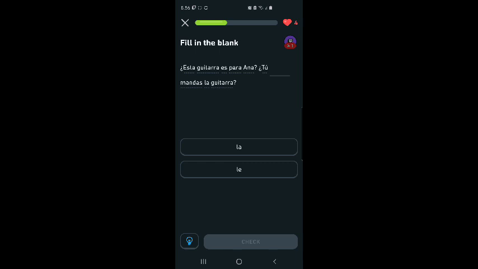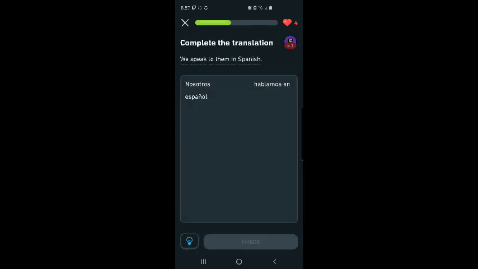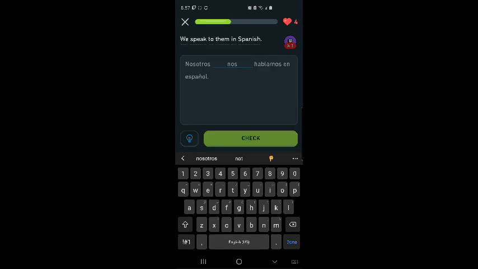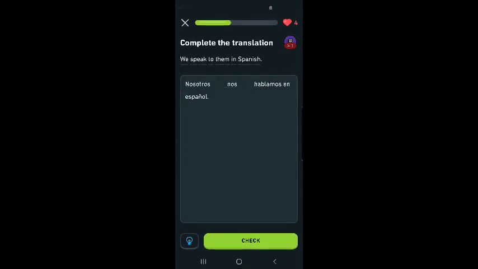Esta guitarra es para Ana. This guitar is for Ana. Tú le mandas la guitarra. I'm sending it to her, I think. Mandas. Are you sending the guitar to her? Yes. Okay, we speak to them in Spanish. Nosotros. I'm going to say nos hablamos en español. Les. Fun. I didn't say a bad word, I swear. Almost did. Damn, this pisses me off.